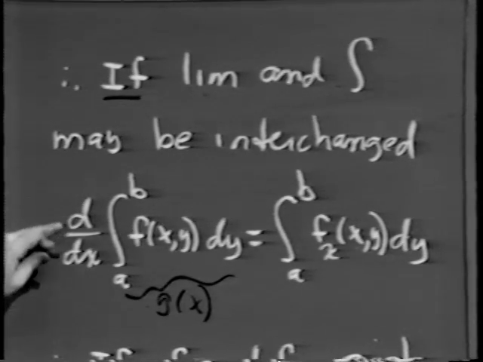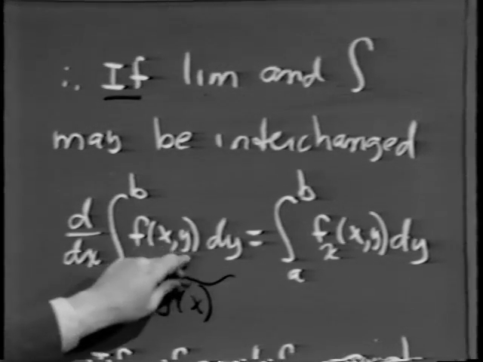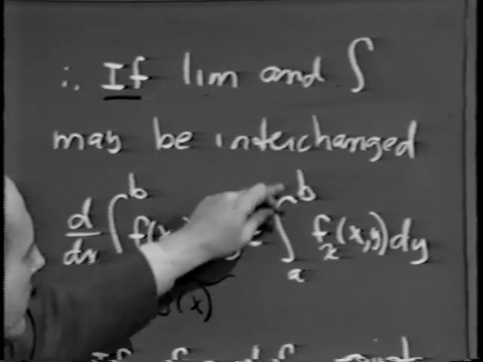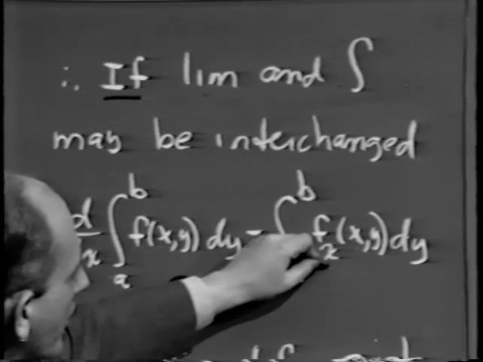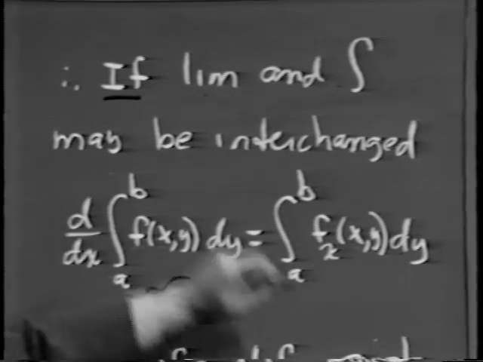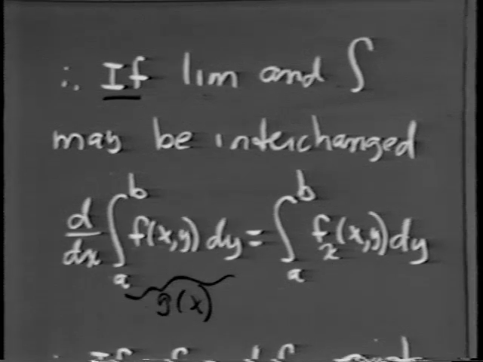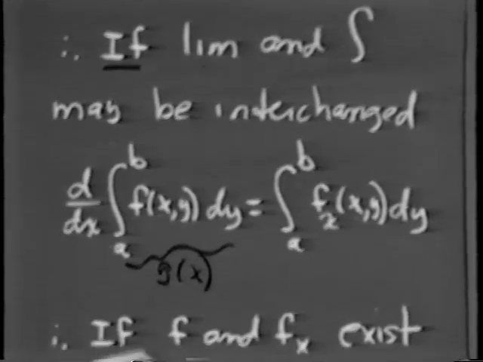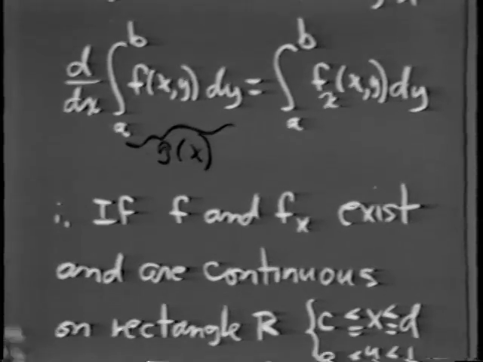In other words, the derivative of the integral from a to b of f of x y dy is the integral from a to b of the partial of f with respect to x dy, provided, of course, that the limit and the integration are interchangeable. In particular, this will be true if f and f sub x exist and are continuous.